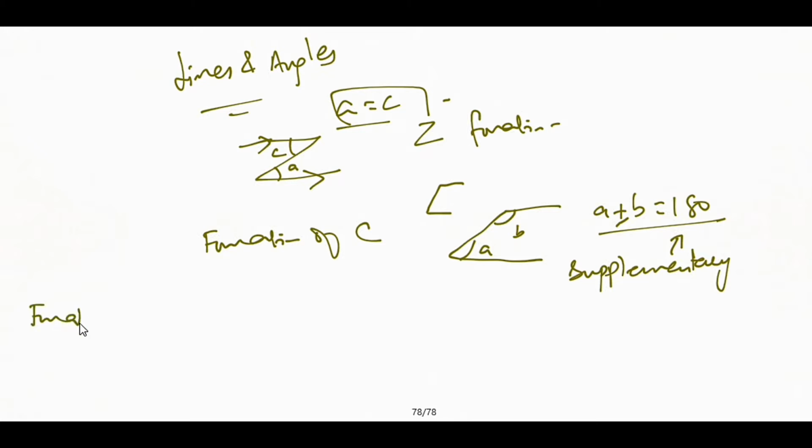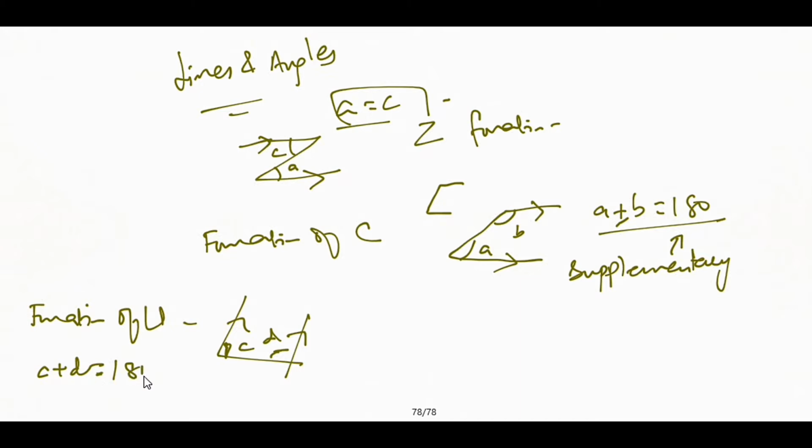Similarly, another same property, again these are parallel lines, please make a note of it. Again, property is formation of U. So U would be like this. Most of you would be saying, okay, it's like a 4, but it's more like a U. This one is C, this one is D. So again in the U formation, C plus D is equivalent to 180 degrees.